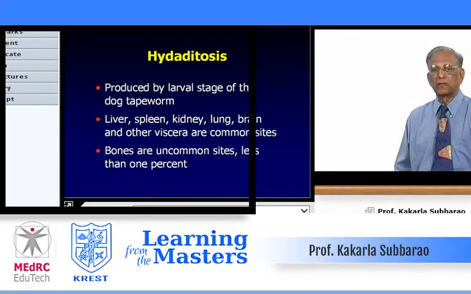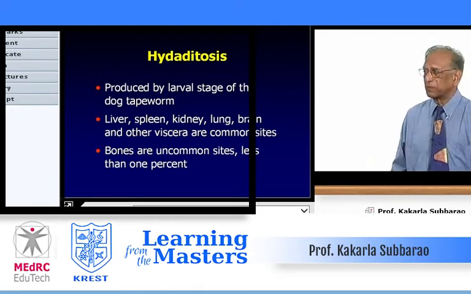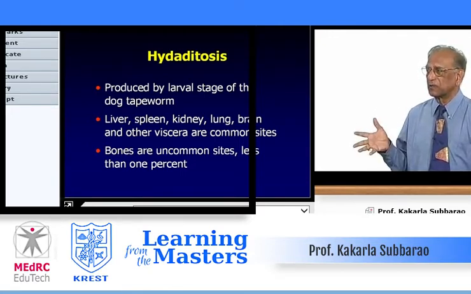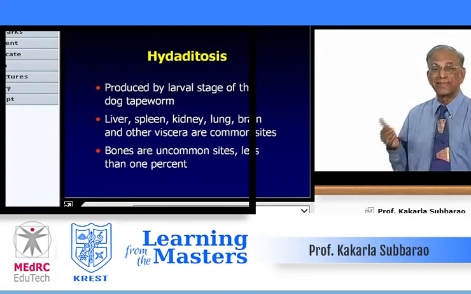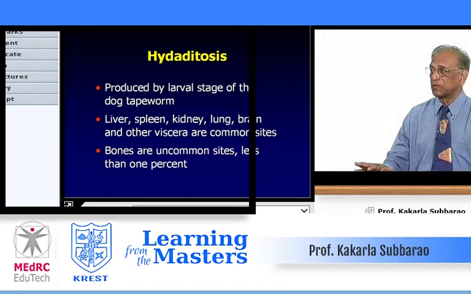Diagnosis is hydatidosis. It's rare. It's not easy to diagnose unless you are familiar with hydatid disease or tropical disorders. Produced by the larval stage of the dog tapeworm, liver, spleen, kidney, lung, brain, and others are common sites. Bones are less common. That's why you don't think of a hydatid disease. It is less than 1% statistically.